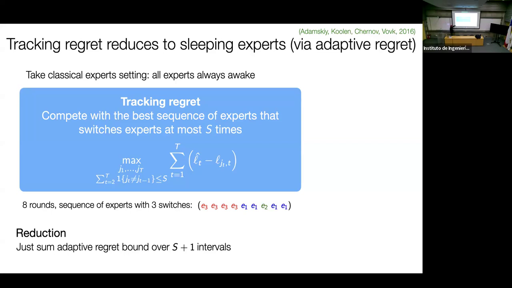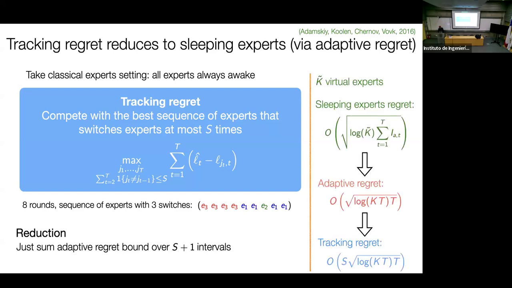So if you want to have low tracking regret, having in mind tracking the best expert, you have an adaptive regret bound, which holds for any interval, and you have at most S cuts, and so S plus 1 intervals, and you just take the summation over all of those adaptive regret bounds. So again, just copy pasting what we had before. Suppose you have the sleeping regret bound. This is exactly the adaptive regret bound from the previous slide. And then we're just going to multiply it by S.